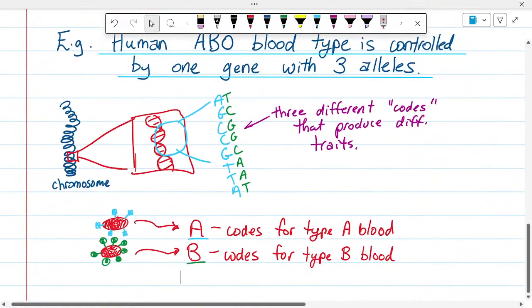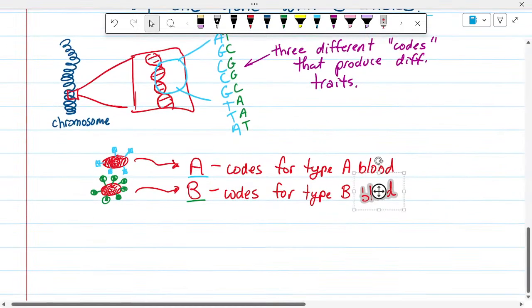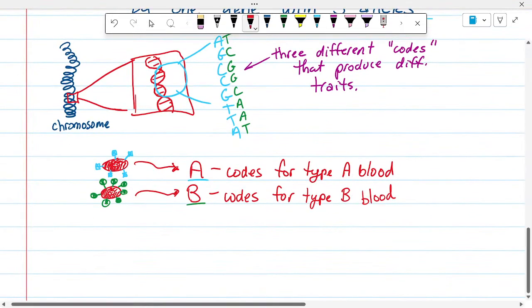And then what did we call the third allele? Well, A, B, and O. Why did we switch to the letter O? What does it code for?